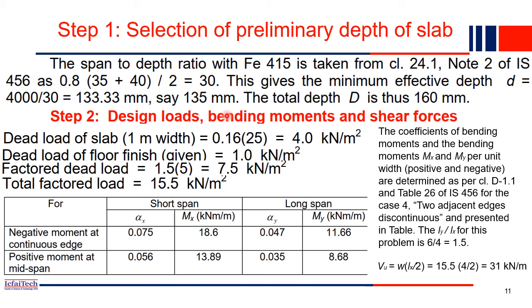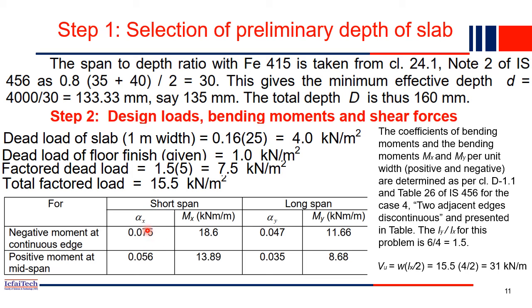Now we have to compute the bending moment and shear force. So this is a fixed beam, right? Two sides are fixed. That means you will have negative bending moment at the edge and positive bending moment at the center of the span. For that, if you visit Table 26, IS 456, clause D-1.1, this is our case 4, where both the spans are discontinuous. In that case, you will get these values.